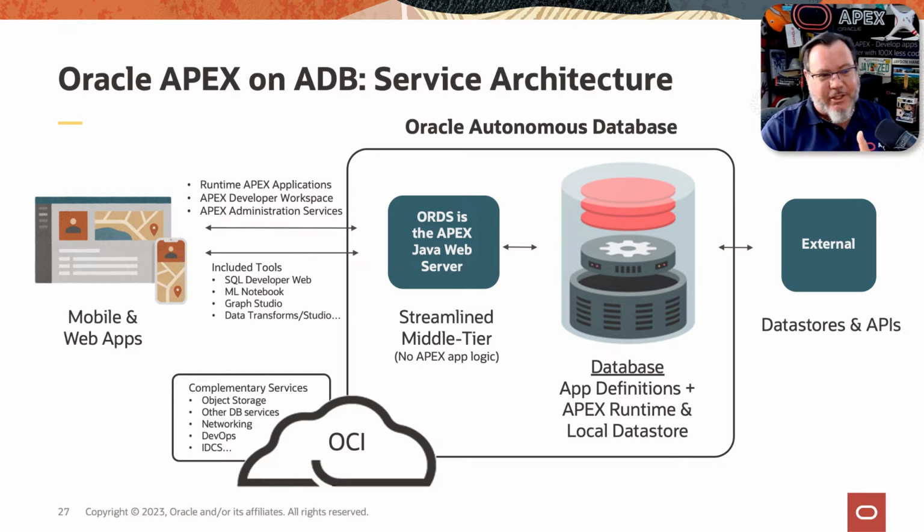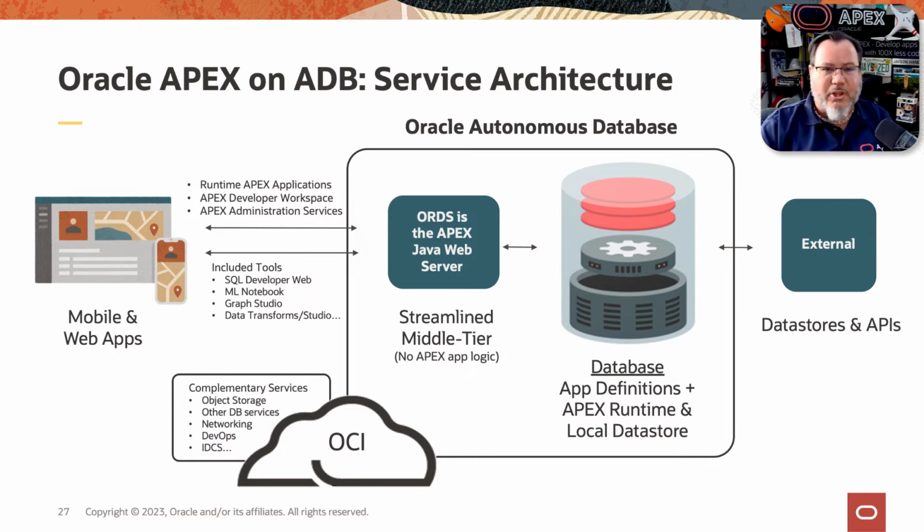But to elaborate on the architecture slide from earlier, same thing overall, but you can see this whole in-cloud OCI thing with all these complementary services on Oracle Cloud, including object storage, other database services, networking features, DevOps, IDCS for your identity provider, all kinds of other expanded functionality exists because you would be using APEX on a database deployed in Oracle Cloud and with Autonomous.